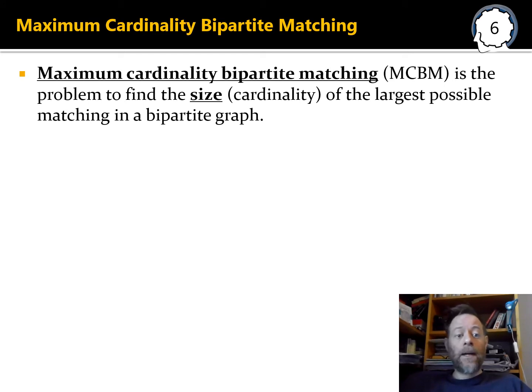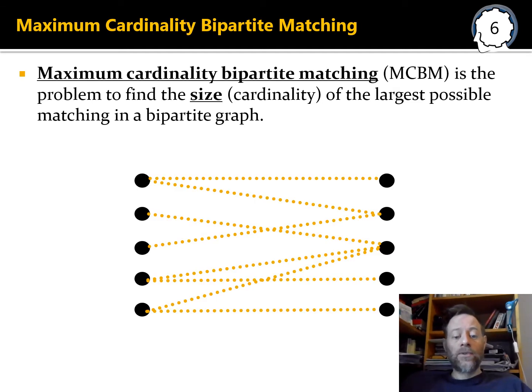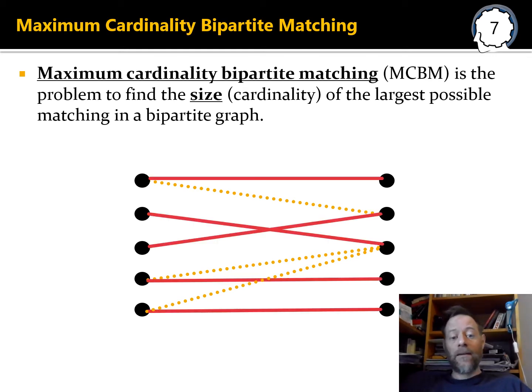Now we can come to the maximum cardinality bipartite matching, which is the problem of finding the size of the largest possible matching in a bipartite graph. In this example, we have 5 nodes on the left and 6 nodes on the right. In this case, we can match every node on the left with a node on the right. And here we have, in some sense, a perfect matching, where every node is matched to some node.